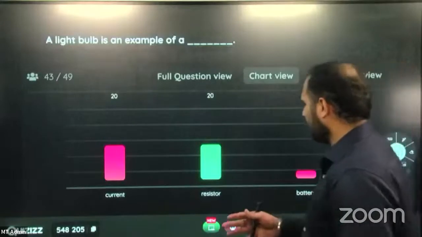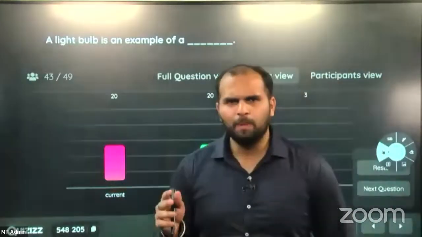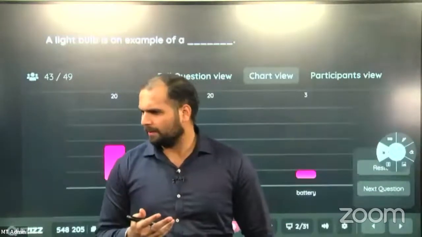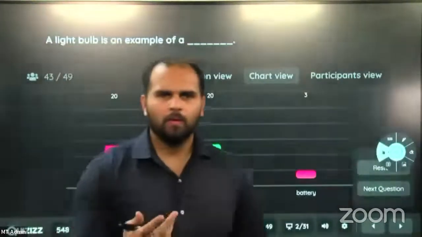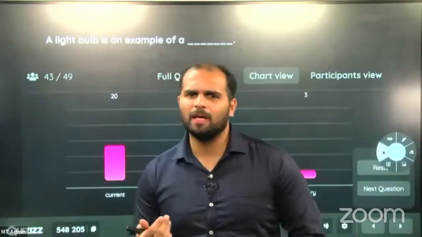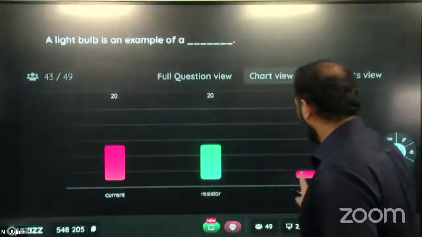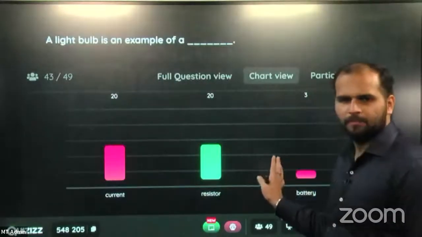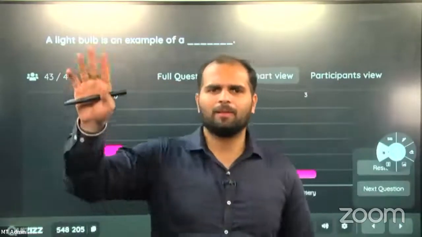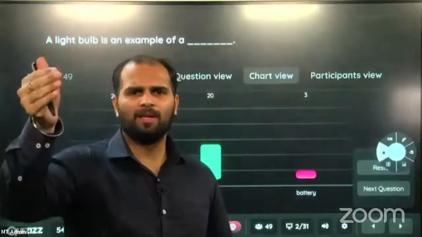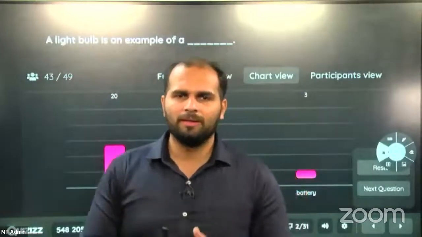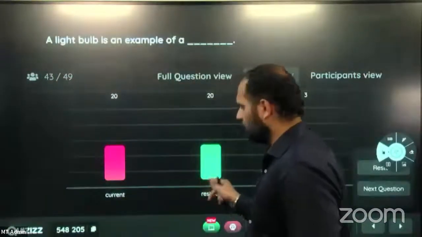See, I can understand current and resistor. But how can a bulb act as a battery? Right? A bulb cannot act as a battery because it is using the power. It is not giving that power, right? So first of all, this battery should not be the answer. Second, see, the bulb is made up of tungsten, right? And which provides a high resistance because of which it glows, right? So basically it is acting as a resistor, okay?